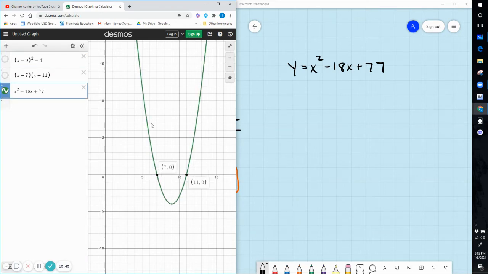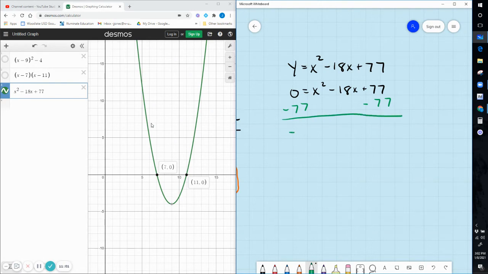So we know what the x-intercepts are, but typically let's just set it equal to 0 like we did everything else. And now if we did want to get x by itself, well, most students would get this far. They'd say, okay, we're going to subtract 77 from both sides. And then you'd get this.